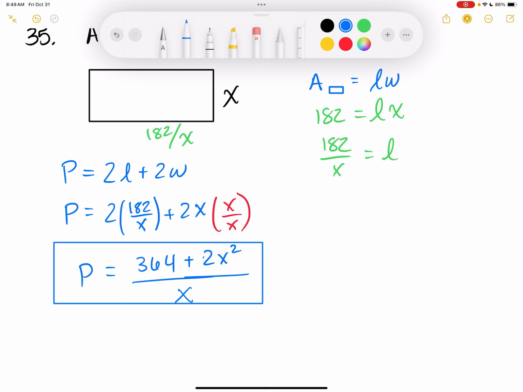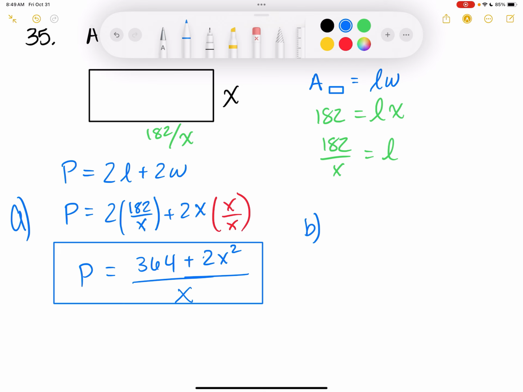Then part B says, this was A, part B says to find the, nope, I'm reading the wrong question. Find the dimensions of the rectangle that has the least perimeter, and what is the least perimeter? Ideas on how I would find this? Multiply everything by x. Well, I don't know what the perimeter is yet, so I can't really do that. I know the equation, but I don't know the perimeter. I have too many unknowns right now.